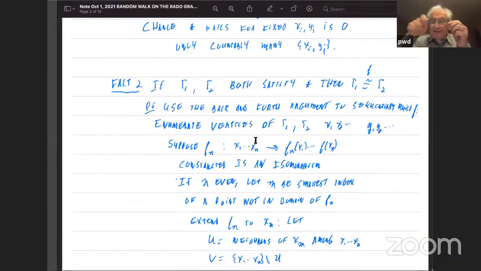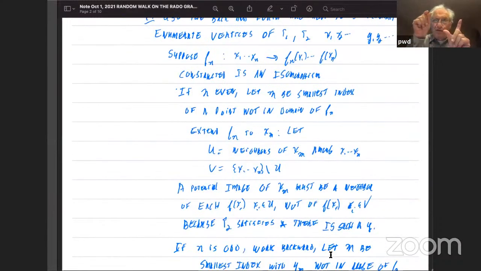And suppose I built up this isomorphism up to step n. So I have n points in the first graph and they're mapped to n points in the second graph, such that the induced graph of the first n points is isomorphic to the induced graph of the mapped points. Now, if n is even, let me find a point in the first graph which hasn't been mapped, not in the domain of the mapping, and extend f one step to this new point in the following way. Let U be the neighbors of the new point among the old ones, and let V be their complement among the old ones: the ones which are adjacent to the new point, the ones which aren't.